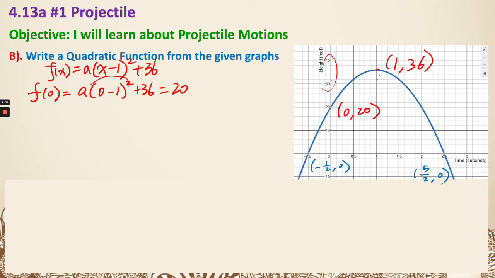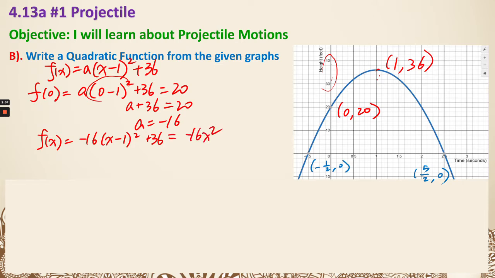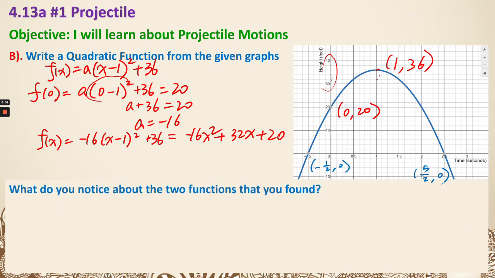And that's going to be 1 here. So a plus 36 equals 20, so a is negative 16. And I have f of x equals negative 16 times x minus 1 squared plus 36. You can open all the parentheses, that should give you negative 16x squared, plus 32x, and on the end a plus 20. So that is B.